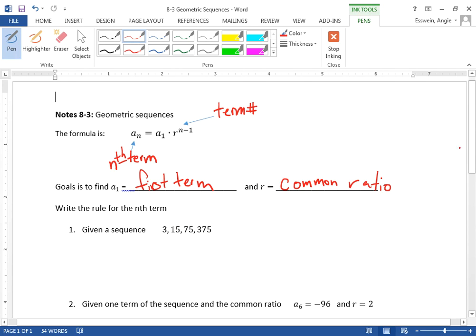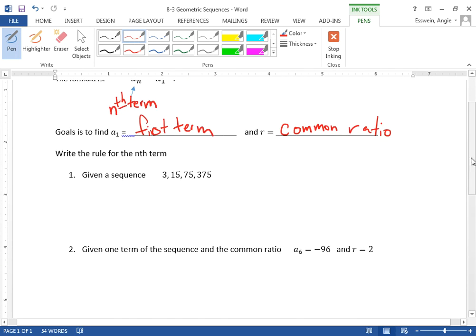So let's try this. First, let's verify that this is a geometric sequence. What do you get when you do 15 divided by 3? 5, right? 75 divided by 15? 5. 375 divided by 75? 5, right? So we verified it is a geometric sequence. With r, you could take any two consecutive terms, like say 375 over 75, and it's going to be r. That's your common ratio.